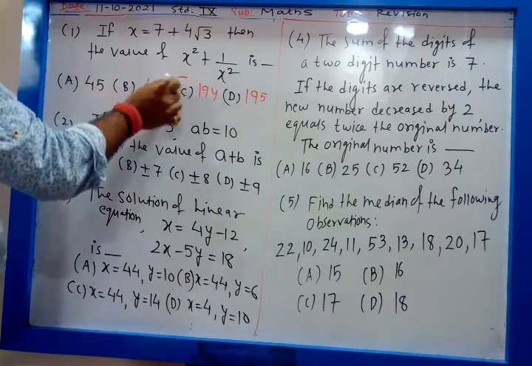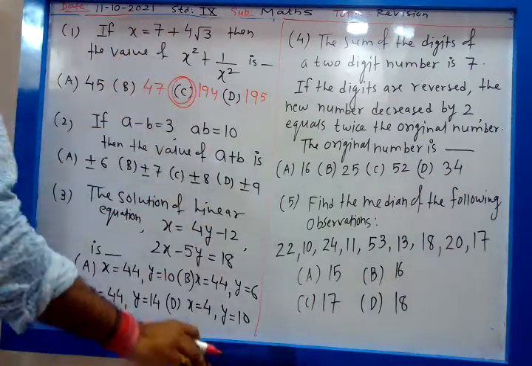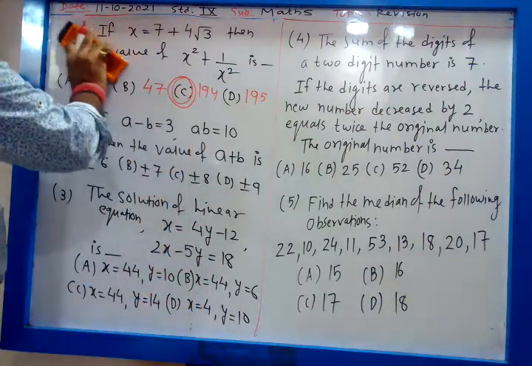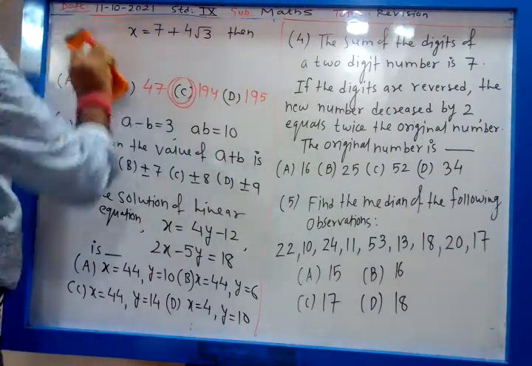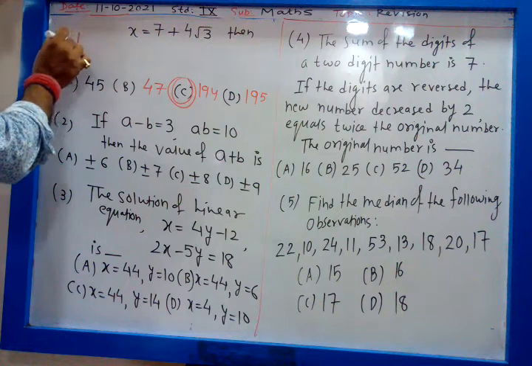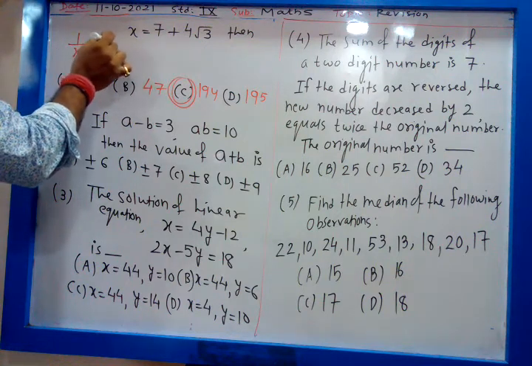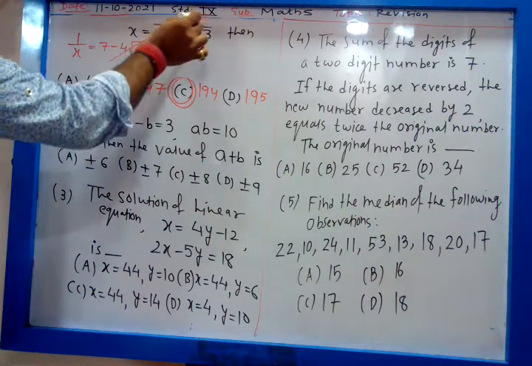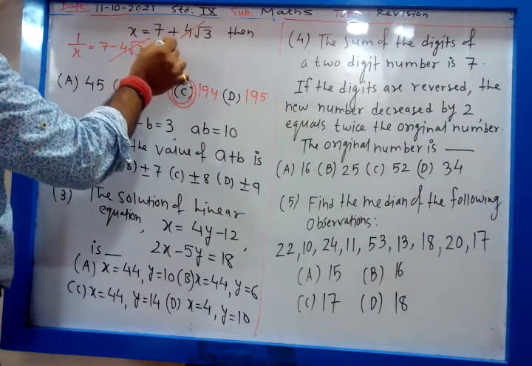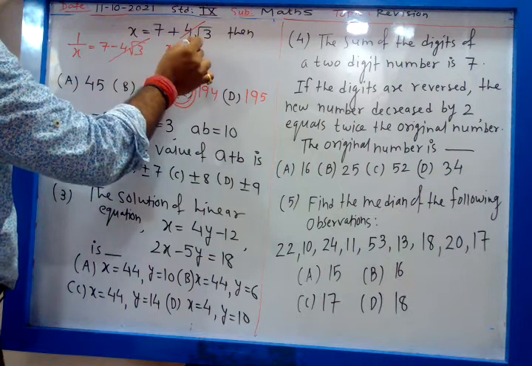C means 194. Let us verify. X is 7 plus 4 root 3. Then 1 by x will be 7 minus 4 root 3. X plus 1 upon x, the 4 root 3 gets cancelled, that will be 14.